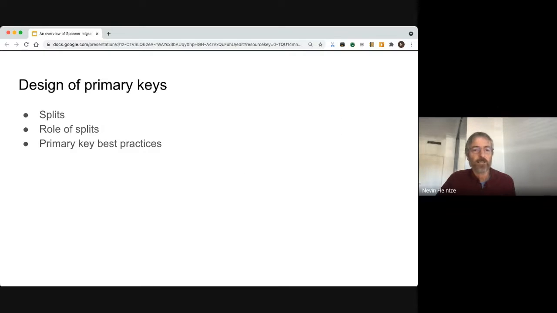Now let's dig a little bit into the design of primary keys. In order to do this, I first need to talk about splits and their role, and then we'll come back and talk about best practices for primary keys. Some of the material here has already been covered in previous Spanner meetups, but I'll briefly recap the idea.